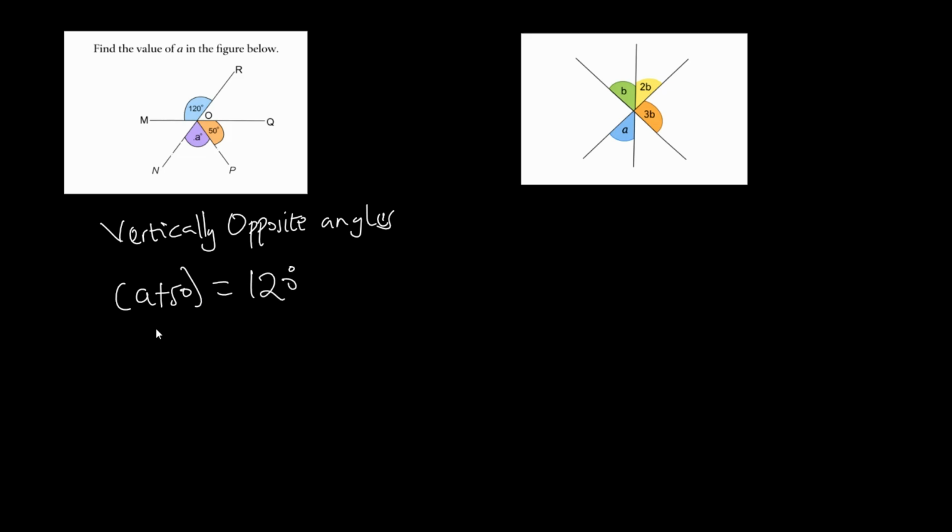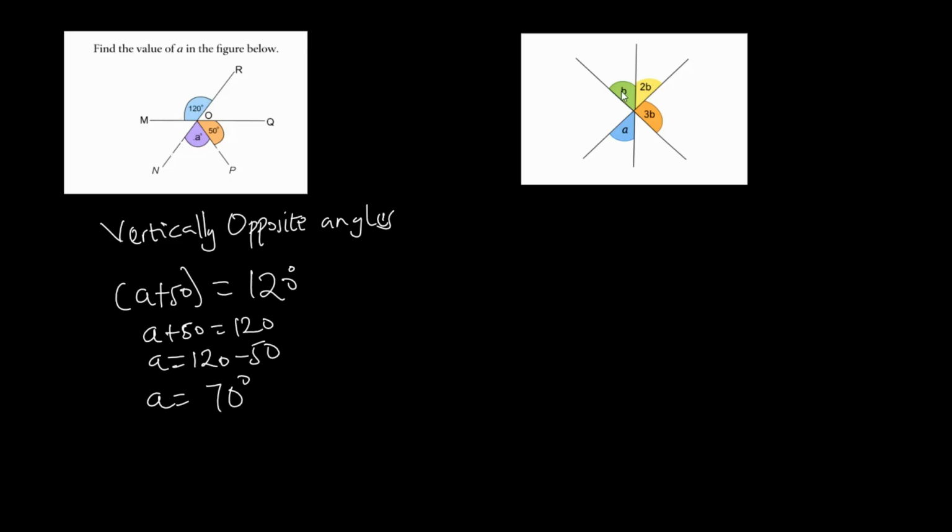Now a plus 50 is equal to 120 degrees. Now to let the a stand alone, I'm going to move the 50 to where the 120 is, and we're going to have 120 minus 50. So 120 minus 50 is 70 degrees. Therefore, the value of a is 70 degrees.